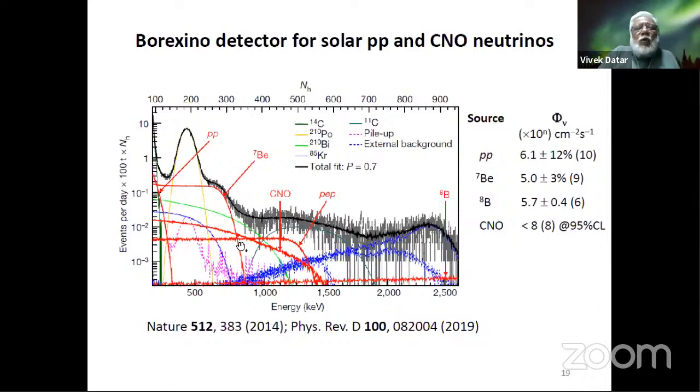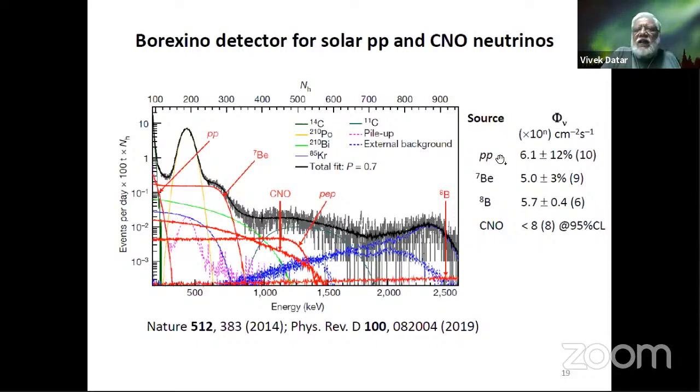So there is a huge amount of background, and the signal due to PP has to be extracted from it. They have very sophisticated techniques of extracting this small signal from a huge background, because some of this background is actually near the surface. So the polonium-210 and bismuth background is near the surface. Some of it is in the volume, because the carbon-14 is, of course, in the volume of the detector. So they have ways of distinguishing it, and then they ultimately fit it.